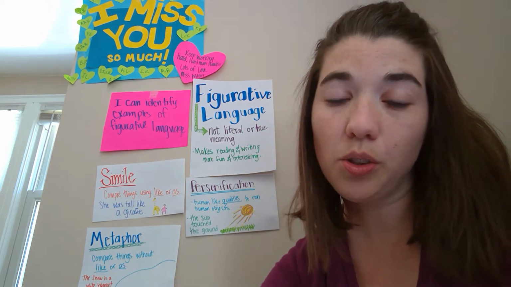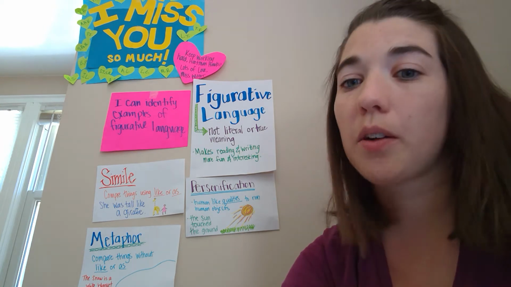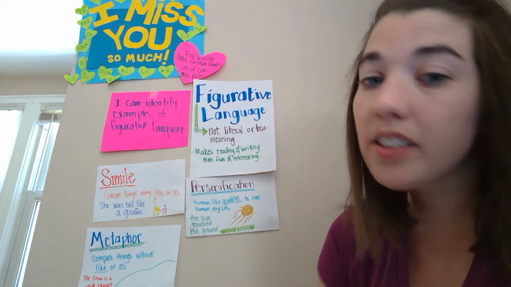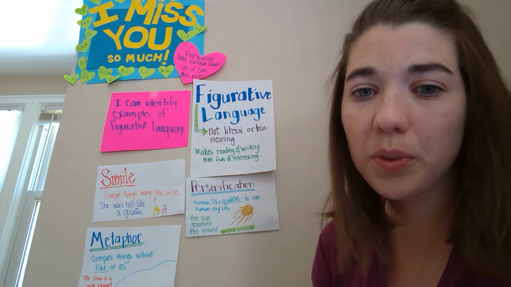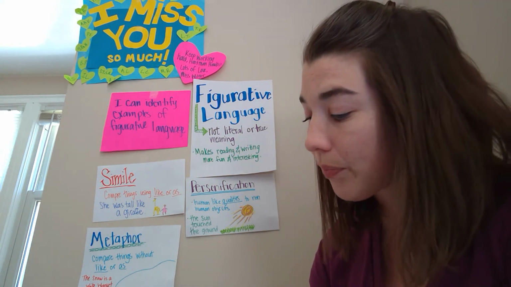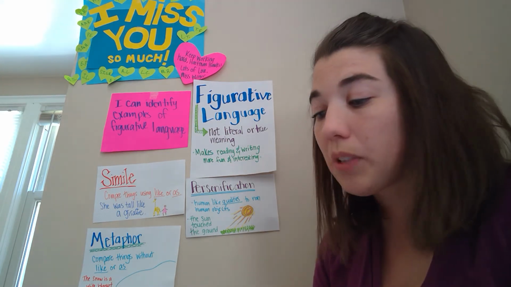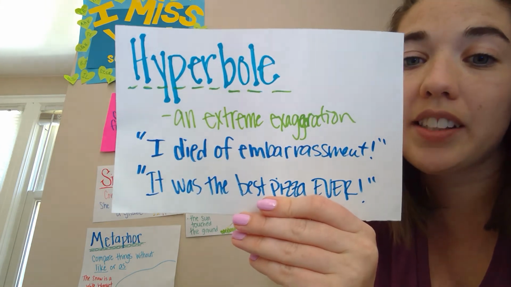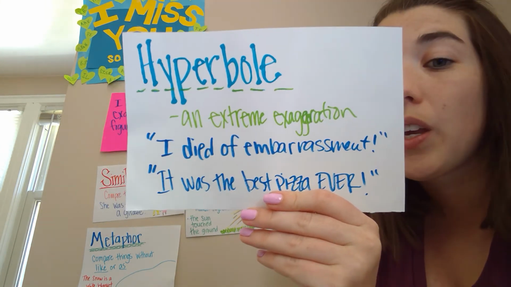We only have two more examples of figurative language today. So remember, simile and metaphor are comparing things. Personification is kind of when I pretend like something that's not human is human. Our next one is going to be hyperbole. Okay, and a hyperbole is an extreme exaggeration.